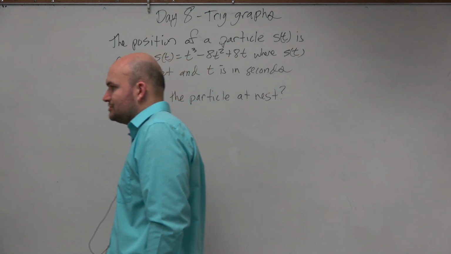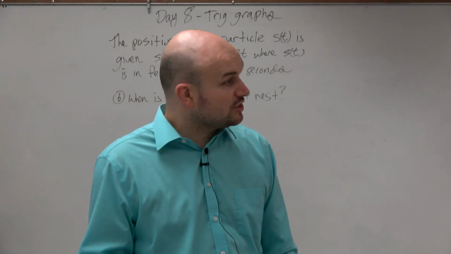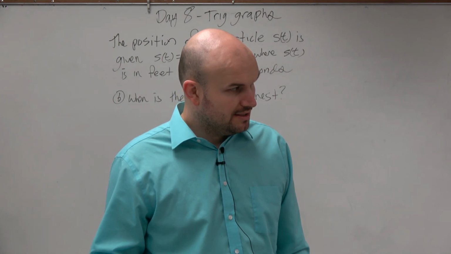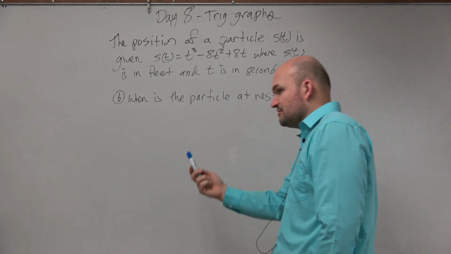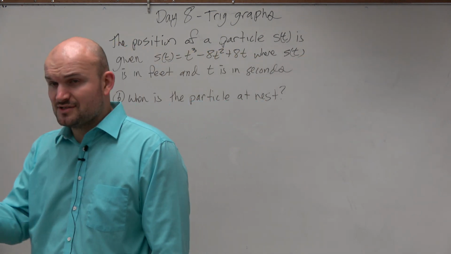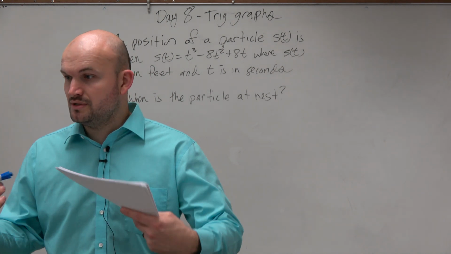In this example, ladies and gentlemen, we're looking at when the particle is at rest. Given the position function, the fastest and easiest way to determine if something is at rest is that the velocity is going to be equal to 0.